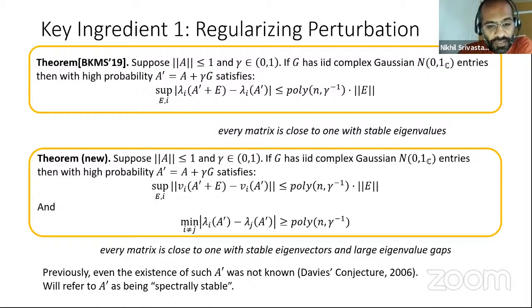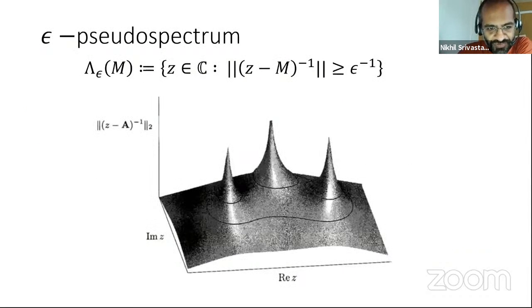Let me say a little bit about the proof of these theorems. One of the key concepts that goes into the proof is the concept of pseudospectrum. If I have a square matrix M and a parameter epsilon, the epsilon pseudospectrum is a subset of the complex plane. It's the set of complex numbers where the norm of the resolvent is at least 1 over epsilon. So this is parameterized by the pseudospectral parameter epsilon.